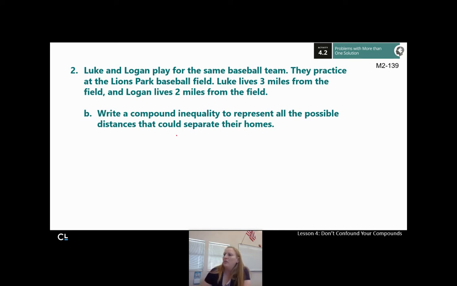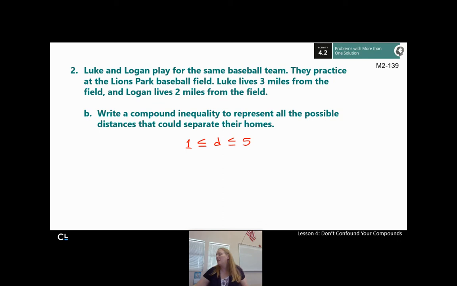So we said that the closest they could live would be 1 mile. And we said the furthest apart they could live would be 5 miles. But it could be some combination in between, right? The directions are a little different, that sort of thing. So that distance could be greater than or equal to 1, but that distance could also be less than or equal to 5. It could be anything in between, right? It could be as little as 1, it could be as much as 5.